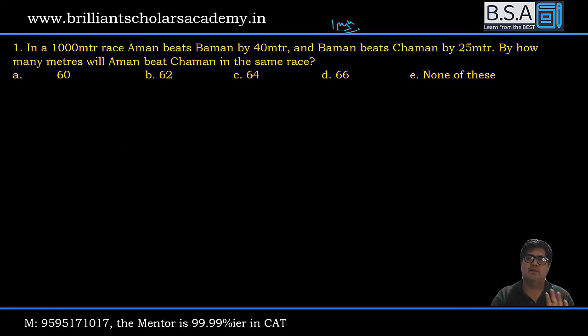Very simple question. Solve. In a 1,000-meter race, Aman beats Baman by 40 meters. Baman beats Chaman by 25 meters. By how many meters will Aman beat Chaman in the same race? Start. Don't even draw the line. Go directly for ratios. Comment your answers.